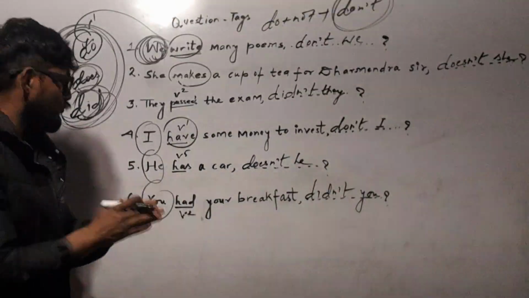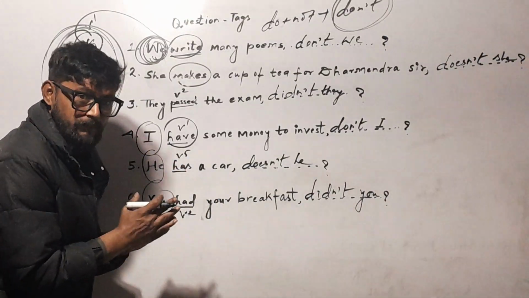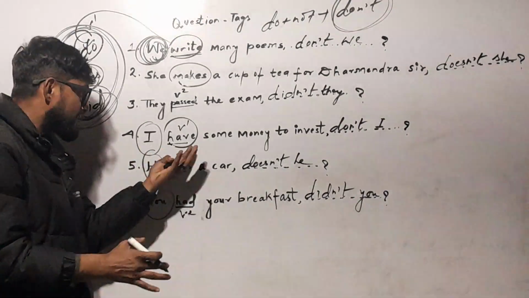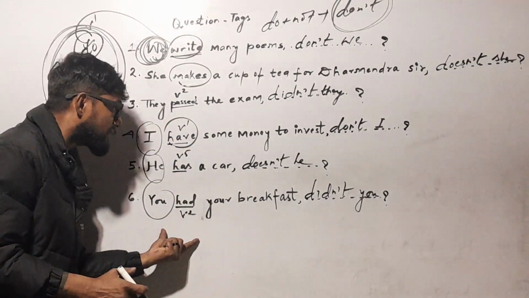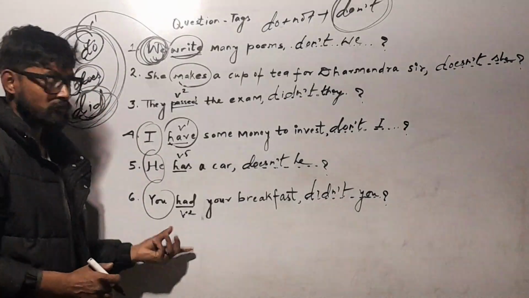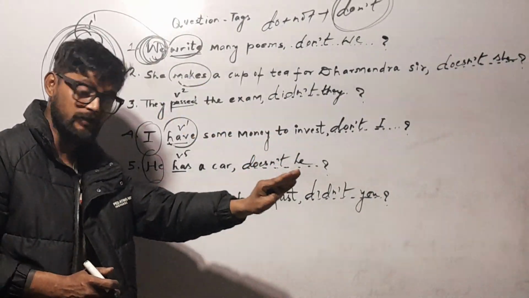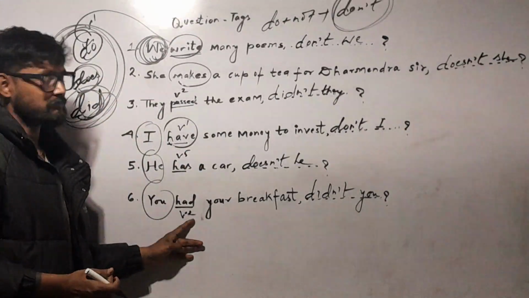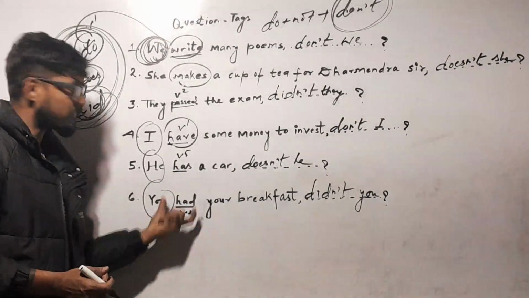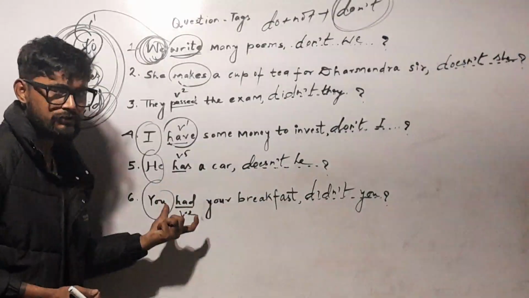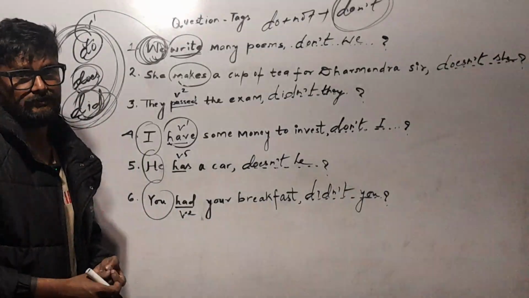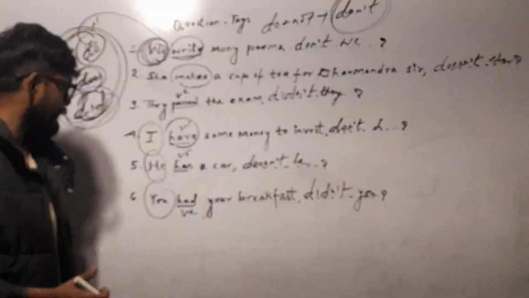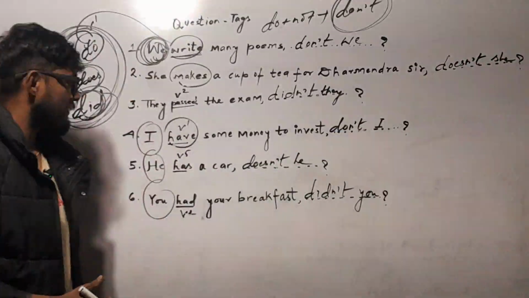Remember please. So when we get verb 3 after have, has and had, then these are considered helping verbs. So when we do not get verb 3 after have, after has and after had, then these are used or considered as main verbs. So that: doesn't he, don't I, and here didn't.